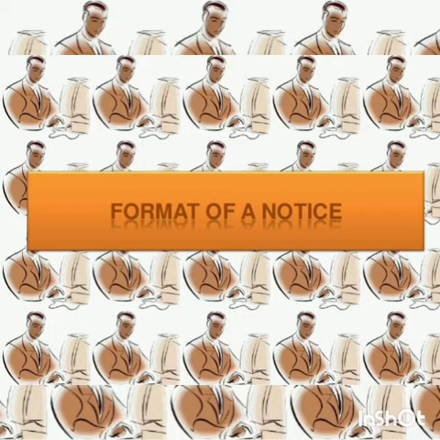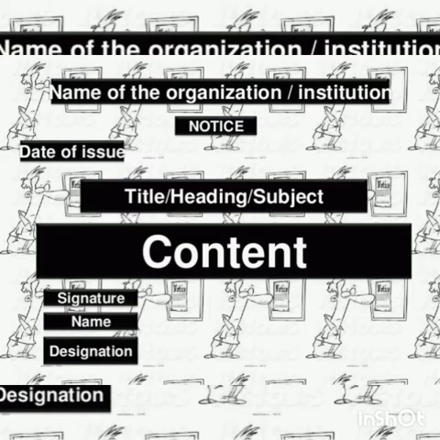Let us see the format of a notice. As I said before, first the name of the organization, then the word notice, then the date of issue, the title, and the content, that is the information which you are going to convey to the students or the public or a specific group of people. Next, after that, the signature, and then the name and designation. What is designation? The position you hold in school or institution is called designation. So this is the format of a notice.